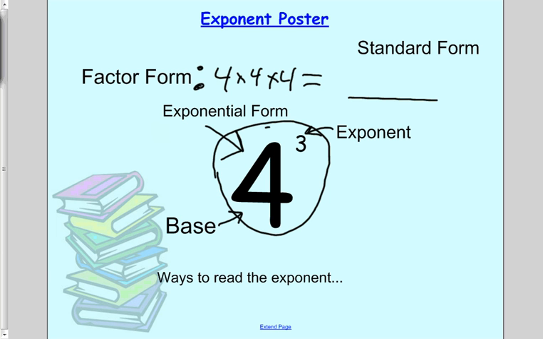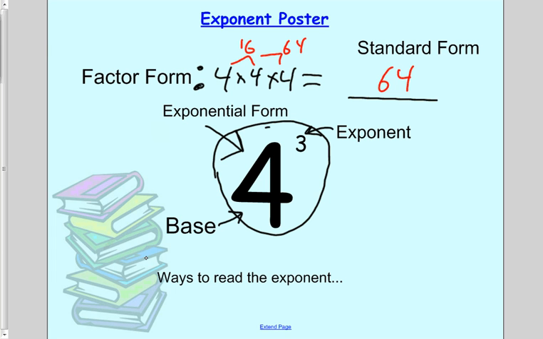So again, either on my calculator or in my head, I'm going to go ahead and do 4 times 4. 4 times 4 is 16, and then 16 times 4 again is 64. So the standard form of this is going to be 64.